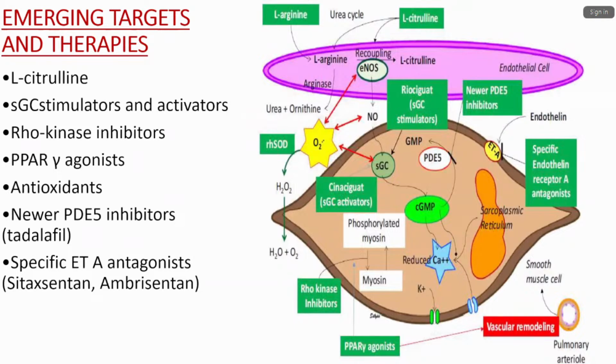Then Rho kinase inhibitor that decreases the vasoconstriction. Then there are others like antioxidants. Already we discussed newer PDE5, phosphodiesterase 5 inhibitors like tadalafil. And there are some specific endothelin A antagonists like ambrisentan and sitaxentan.